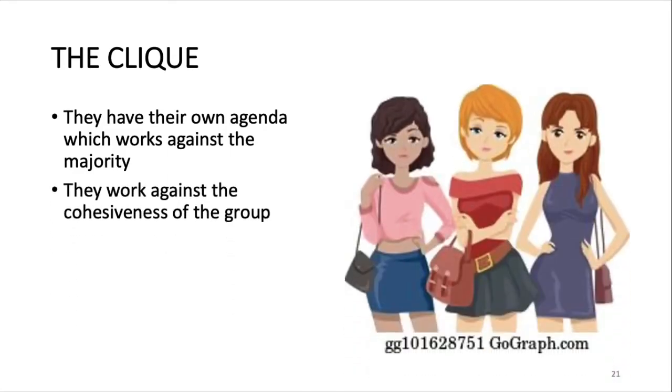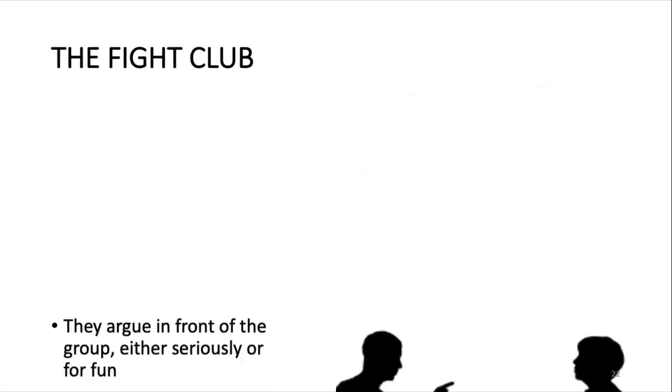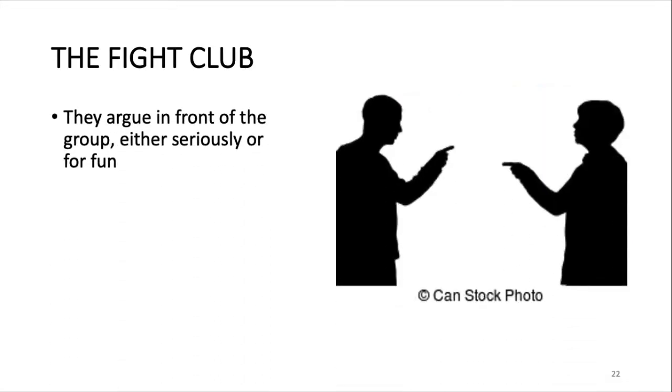Okay? So, we have here the different personalities. We have here the clique. They have their own agenda which works against the majority. So these are the negative ones. They work against the cohesiveness of the group. Okay? Next, the fight club. From the word fight, they are aggressive. They argue in front of the group, either seriously or for fun.